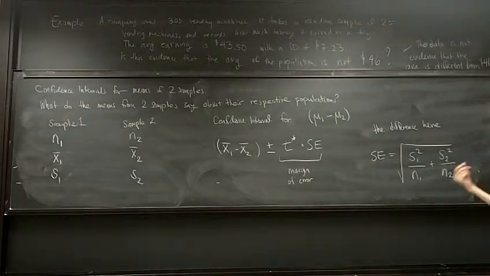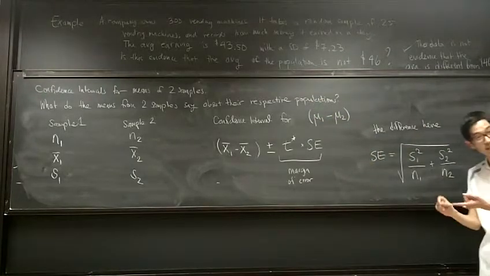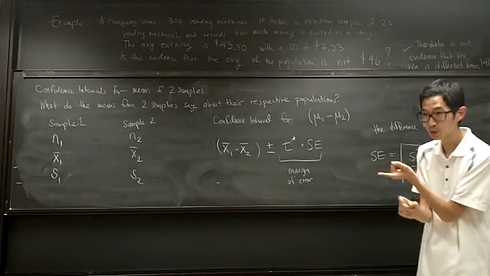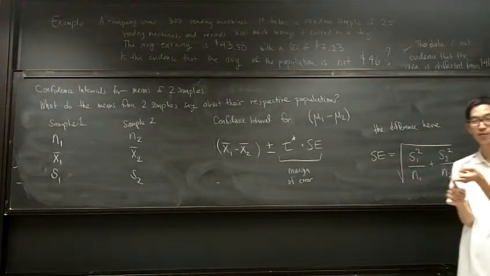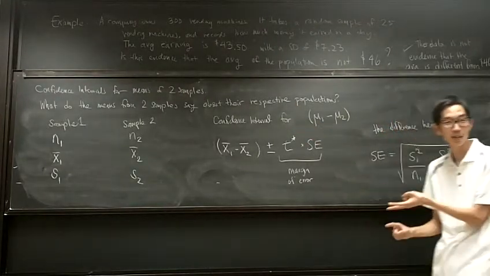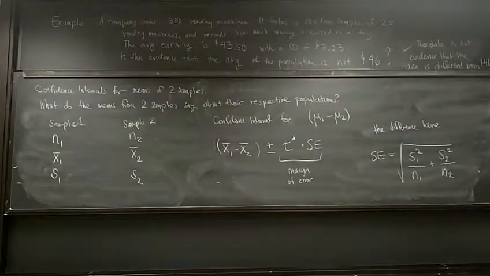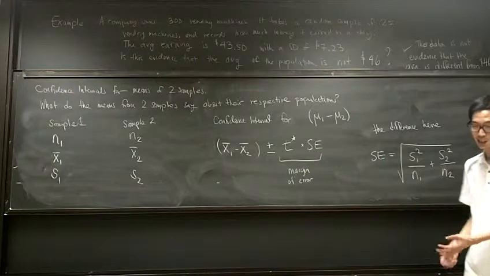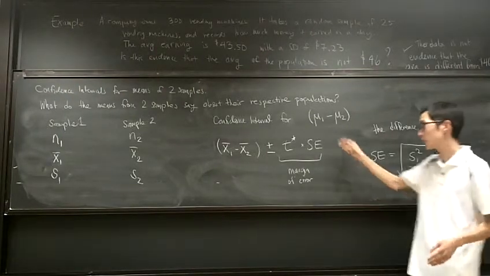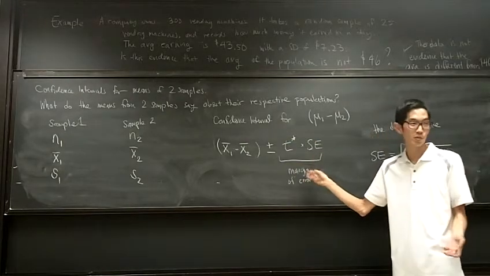So we've seen several different standard errors. We've seen a standard error for a confidence interval for one proportion, for one mean, and now we have a standard error for a confidence interval for 2 means, or 2 samples. We've got to keep track of all of these and make sure we use the right one. But the overall idea of a confidence interval remains the same.